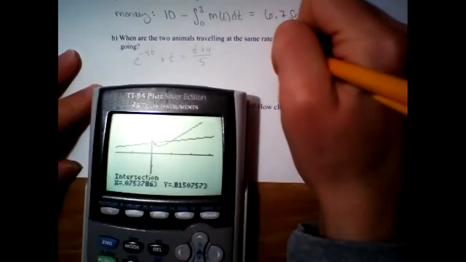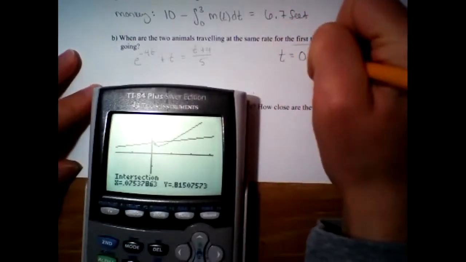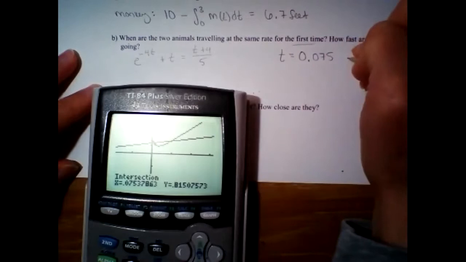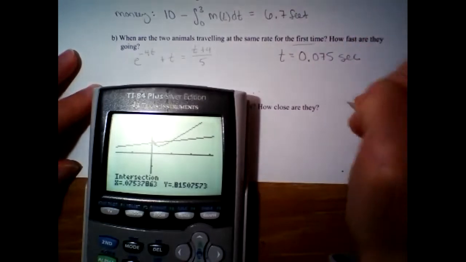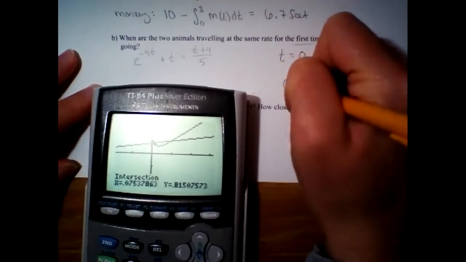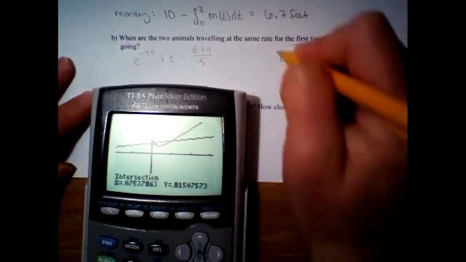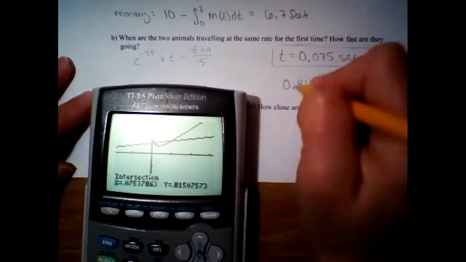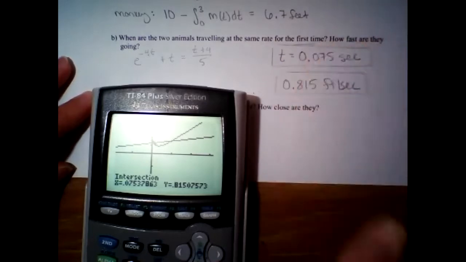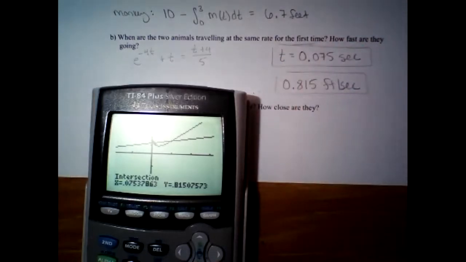All right, so it's at time 0.075 seconds. And they are going 0.815 feet per second. So not very fast. So that's the time, and then at that time, that's the rate that they were both going.